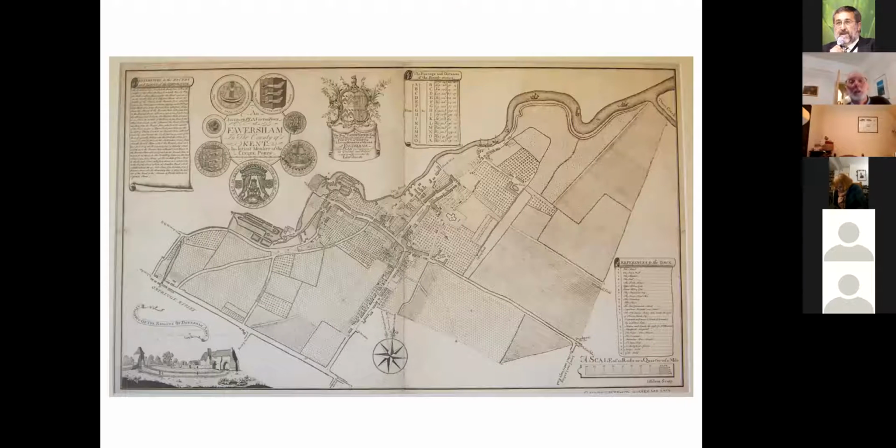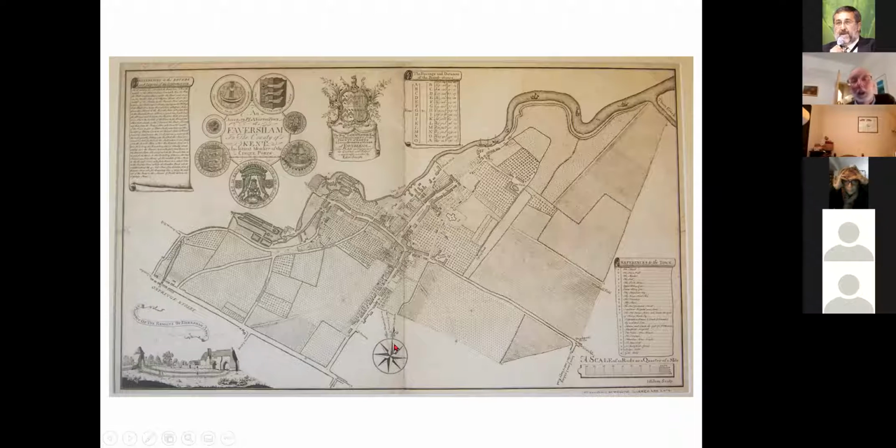I want to move on now to the Jacob map, which is more or less the same date as the Hasted map. Now, the Jacob map is a map of Faversham itself, and it says here, Faversham in the county of Kent. It's a town map, or to be more precise, it's a parish map. This is showing the parish of Faversham. And it's important because it shows the limits of the responsibility of the town council of the time. There's nothing on this map that isn't Faversham parish.